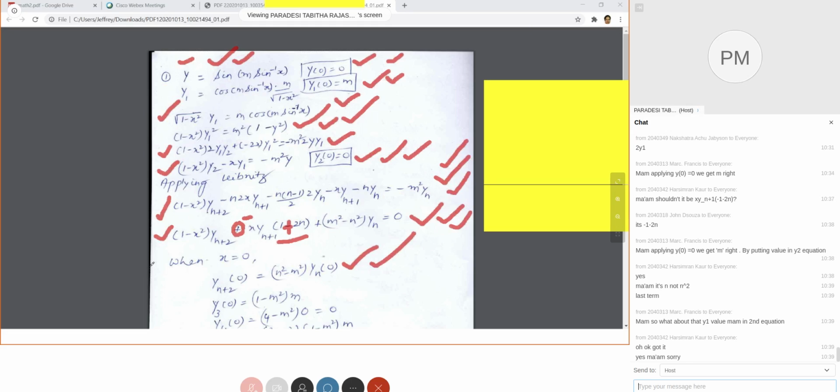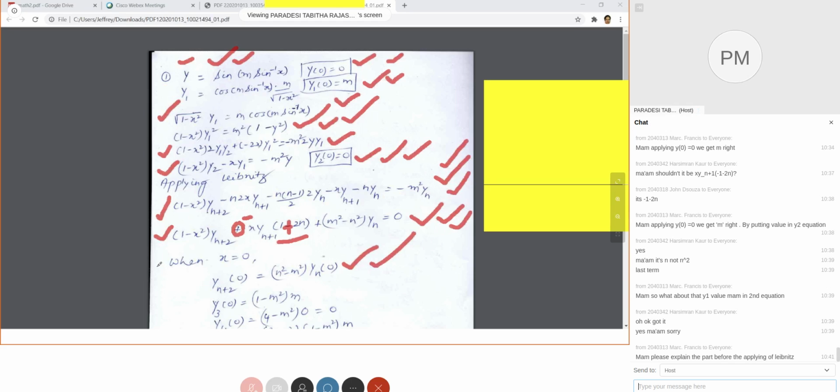Right. Okay, I don't see any one of you in this. I'm moving ahead. Once you have applied Leibniz, wherever x is there, put a zero. What happens to your first term? Would it become a yn plus 2 of 0? So when x is equal to 0, you can see that it is a yn plus 2 of 0. Second term, would it be completely 0 because it's x into something?